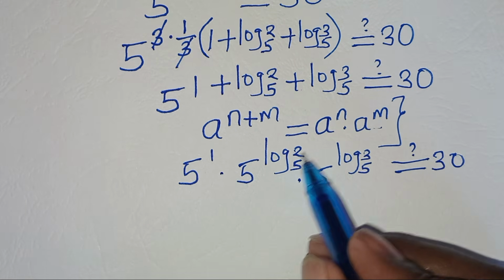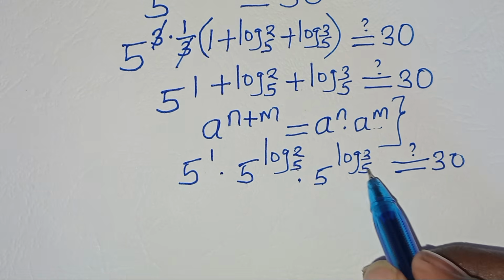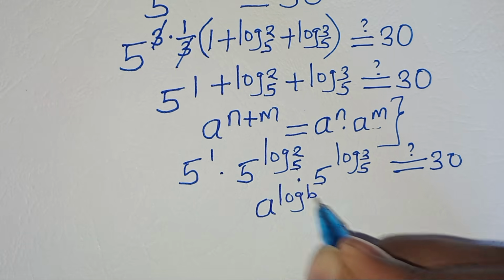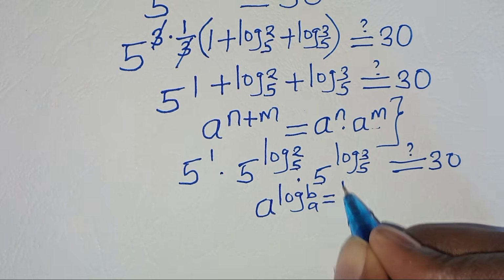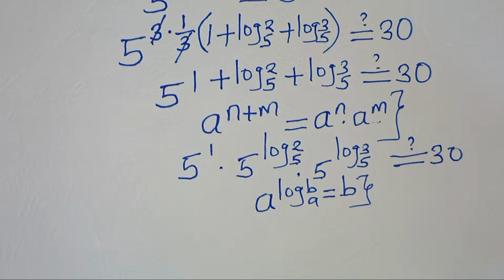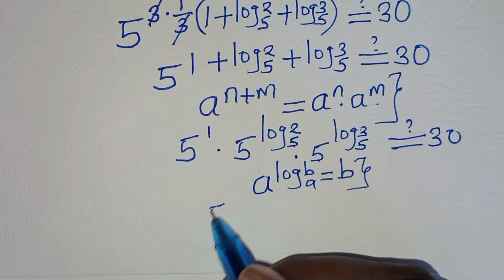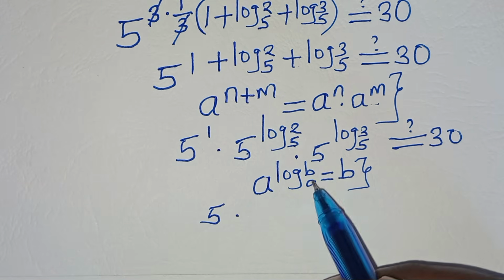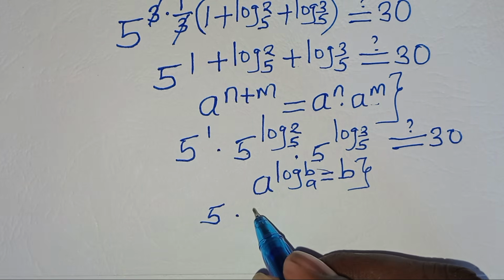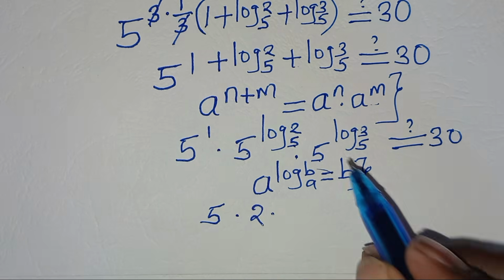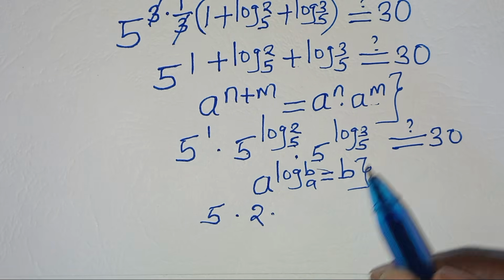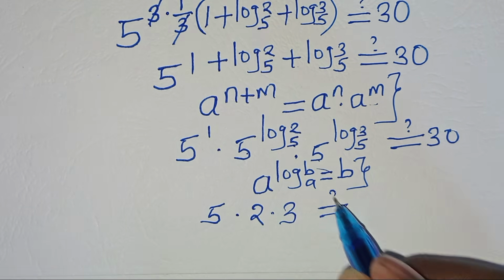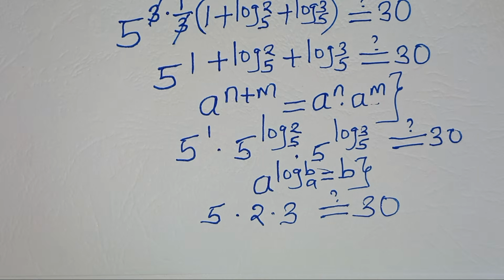So we have 5 to the power of log 2 to base 5 and 5 to the power of log 3 to base 5. This is of the form a raised to the power of log b to base a, and this is supposed to give us a value of b. So here we have 5 multiplied by 5 raised to the power of log 2 to base 5. Applying this property, this is the same thing as 2, then times 5 to the power of log 3 to base 5. Applying this property, then we have 3. This should give us a value of 30.